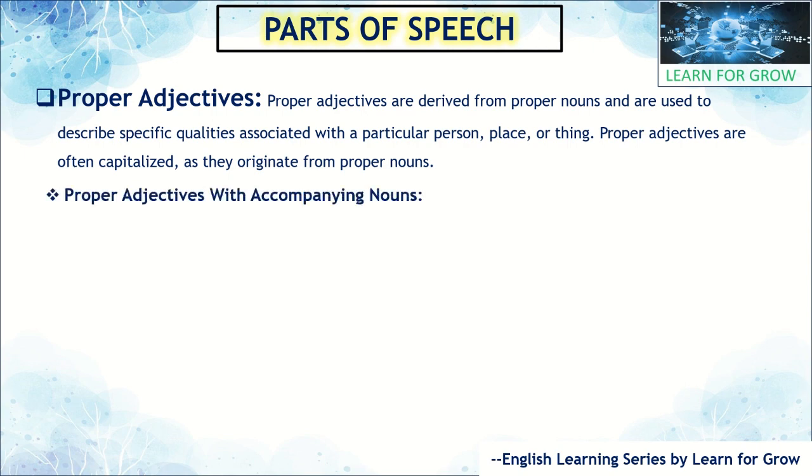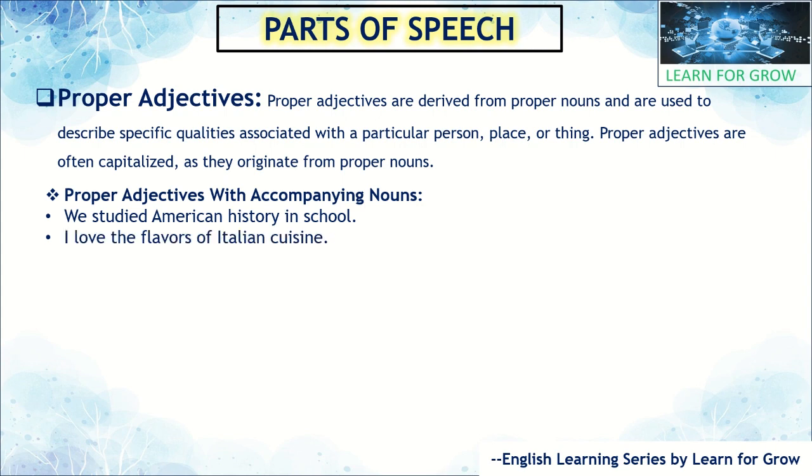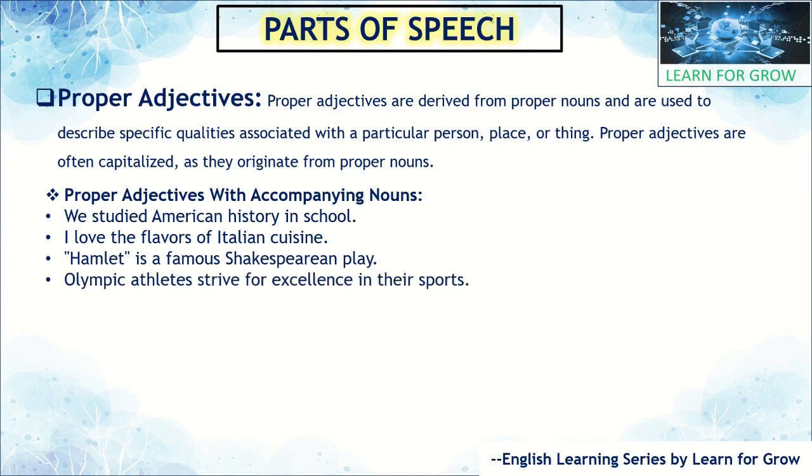Right? See here a few examples, then you will understand. We studied American history in school. Proper, it's saying American history, right? I love the flavors of Italian cuisine. Hamlet is a famous Shakespearean play. Olympic athletes strive for excellence in their sports. The Forbidden City is the masterpiece of Chinese architecture.